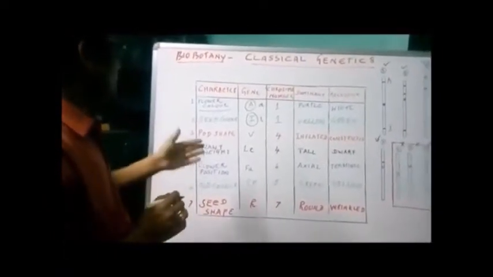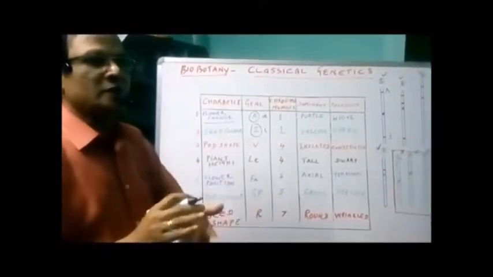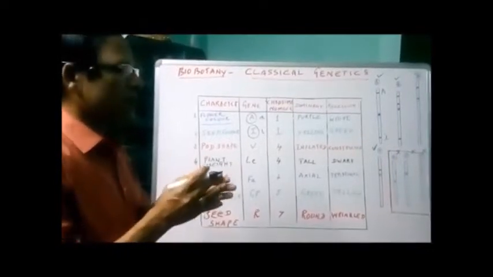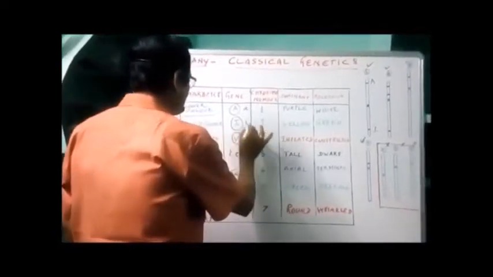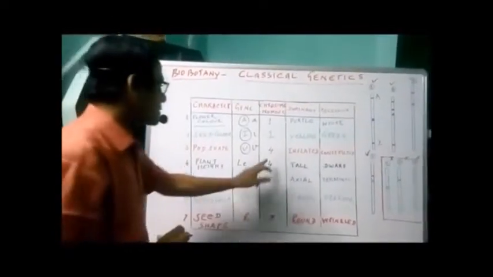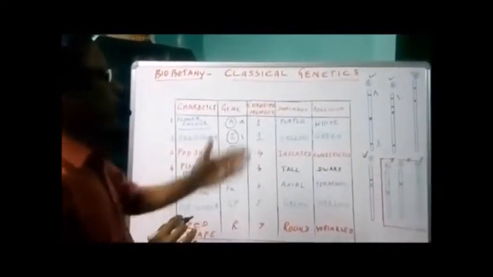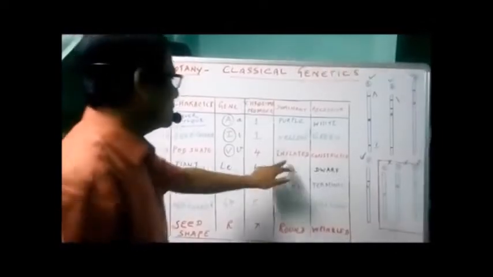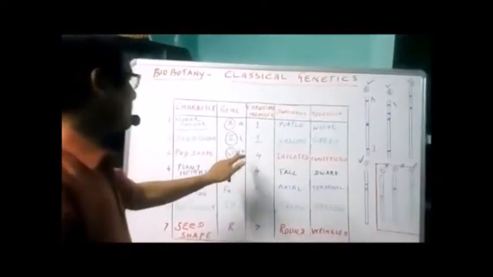Now I will go for the pod shape. The pod shape is, we have one inflated, another one constricted. Inflated means swollen, constricted means reduced in size. Now the gene for pod shape, this is the dominant gene capital V. We have the recessive gene small v, and that is located in chromosome number 4. Now this is chromosome number 4, and this is the gene V. I am taking only the dominant gene. The gene for the pod shape is located in the 4th chromosome. And the dominant character is inflated and its recessive form constricted is caused because of the recessive gene.